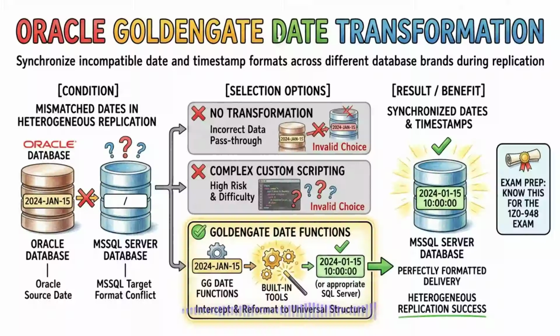The simplest way to filter rows in Oracle GoldenGate is by using a WHERE clause inside your parameter files, just like a standard database query. You can add a WHERE clause to your TABLE or MAP statements to evaluate specific column values.